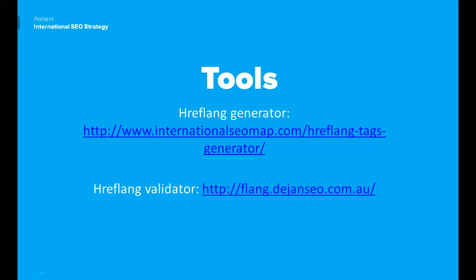There's a couple tools I recommend when creating hreflang annotations for your site. The first one is a hreflang generator, so you select the country or the language you want to target, and then it'll tell you the exact hreflang code to put on your page. And then if you already have hreflang implemented on your site, but you want to make sure that it's correct, then check out this hreflang validator tool.